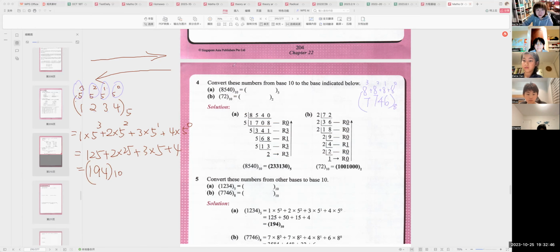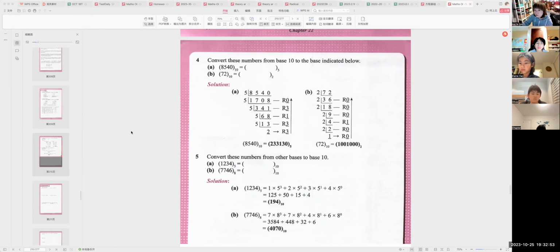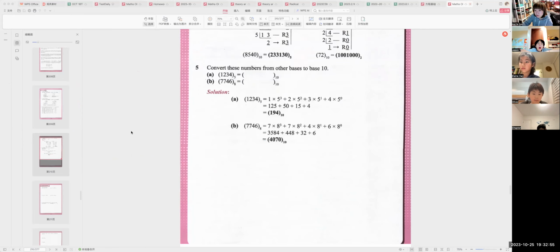It's going to be a big number, so we're not going to calculate it here, because when you're doing the homework, you're going to use the calculator to do that. Get it? Okay, because 8 to the power 3 is a big number, okay?